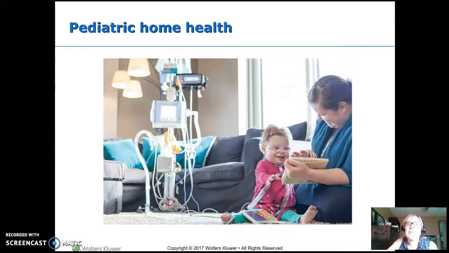And sometimes we send home kids with very complex care at home. So there should be a home health nurse, home health agency who's available for them to contact with questions. Usually that person's bringing out supplies, checking, making sure the equipment's working right, but the family's doing the bulk of the care.